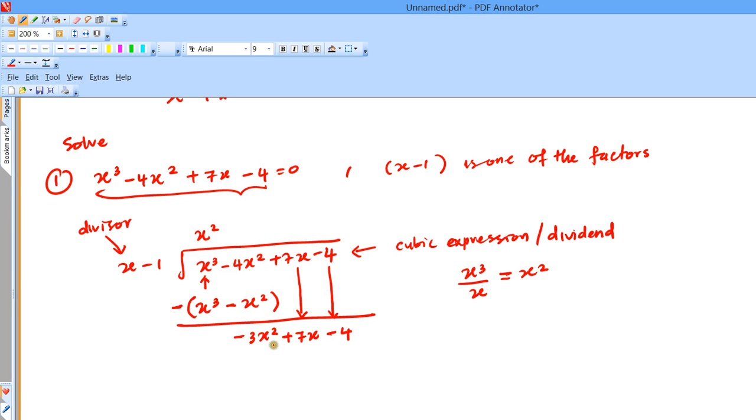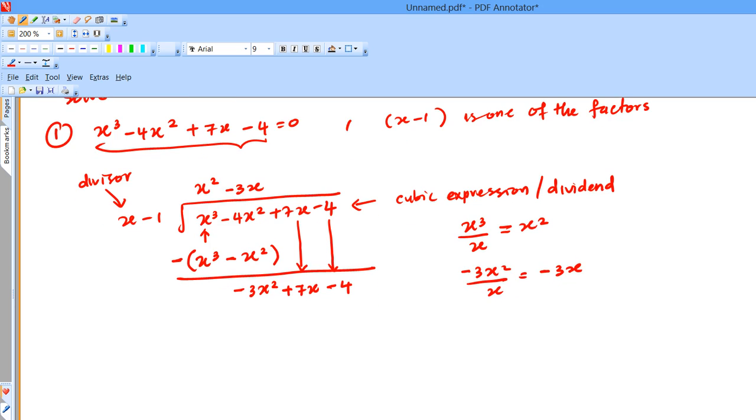This one we call the remainder, but we need to proceed until the degree of the remainder is less than the divisor. Here the degree of the remainder is equal to 2, and the degree of the divisor is equal to 1, meaning x to the power of 1, here x to the power of 2. We need to proceed. So we have negative 3x squared divided by x equal to negative 3x, and put negative 3x here. You multiply negative 3x with x minus 1. First, negative 3x times x equal to negative 3x squared. Next, negative 3x times negative 1 equal to positive 3x, and then put brackets and minus here.